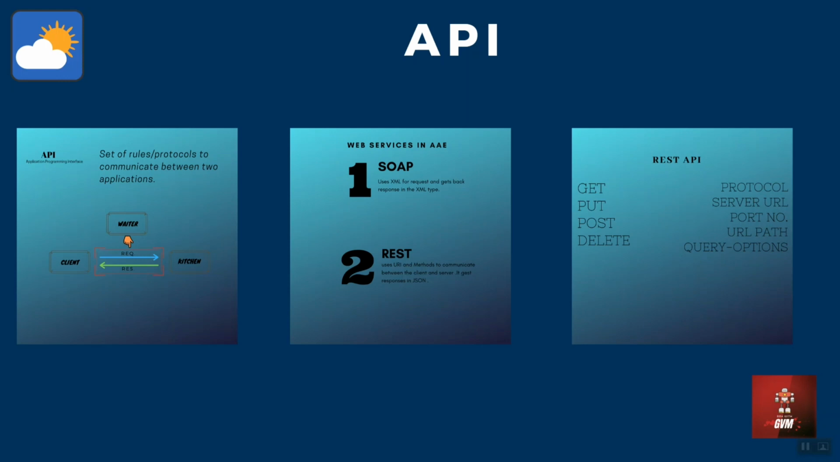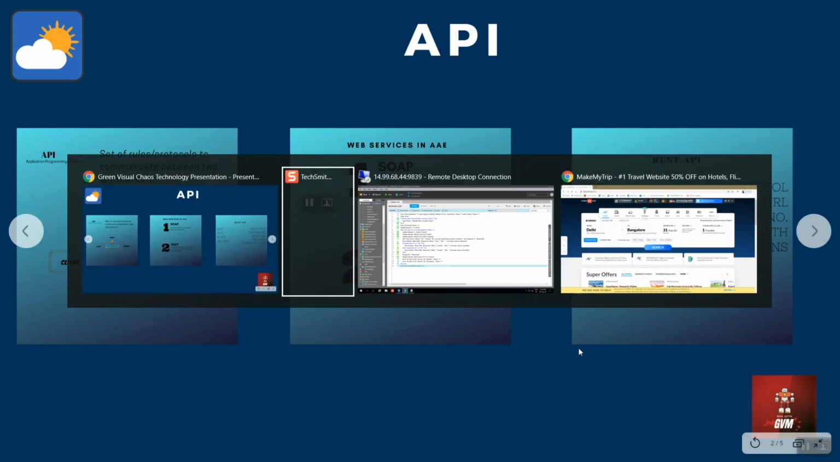For REST API, the methods and the URI are given here. The methods are get, put, post and delete. There are still many methods, but these four are supported inside Automation Anywhere. The URI has components in the API: the protocol, server URL, port number, URL path, and query options. Okay, let's see an example here.